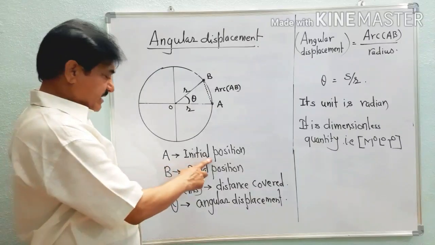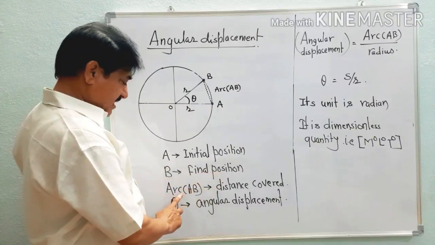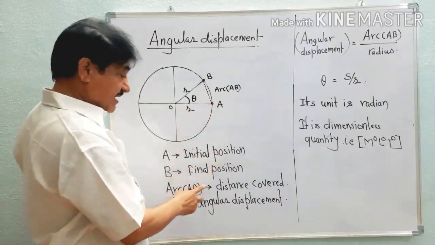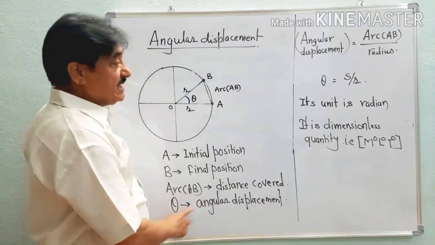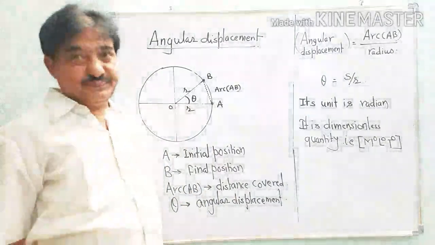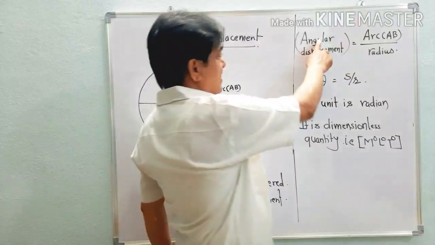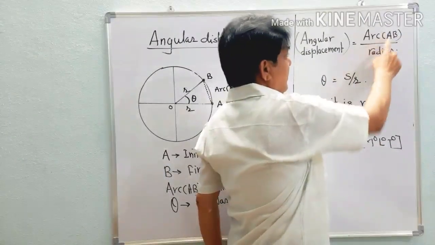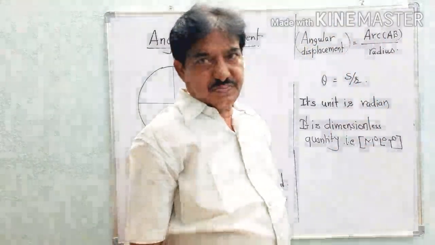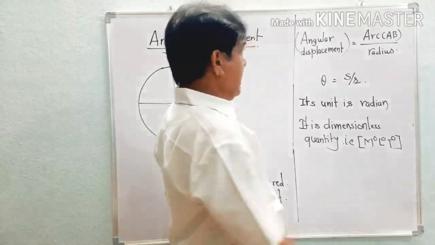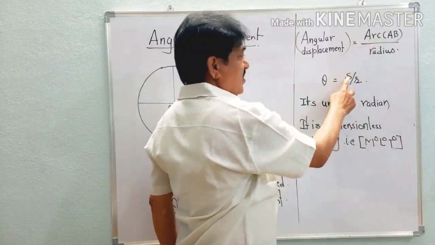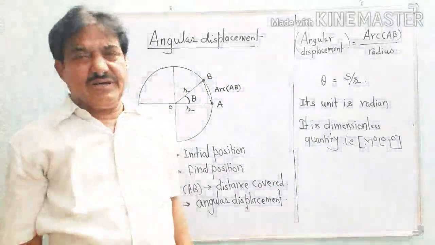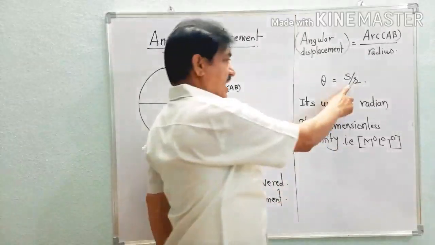So, A initial position, B final position, arc AB gives the distance covered by the particle and theta is the angular displacement. Then angular displacement is defined as arc AB upon radius. This arc AB is equal to S and the radius is R. So, angular displacement theta is equal to S by R.